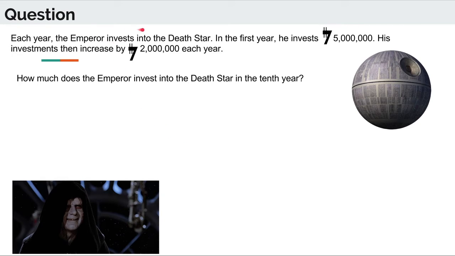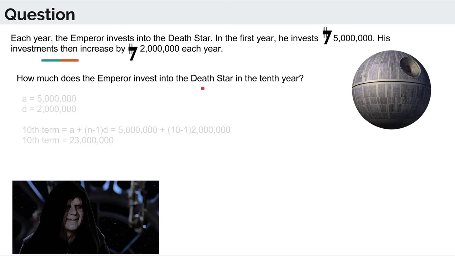So, now an actual exam question modified in a Star Warsy way. Each year, the Emperor invests into the Death Star. In the first year, he invests 5 million credits. His investments then increase by 2 million credits each year. How much does the Emperor invest into the Death Star in the 10th year?